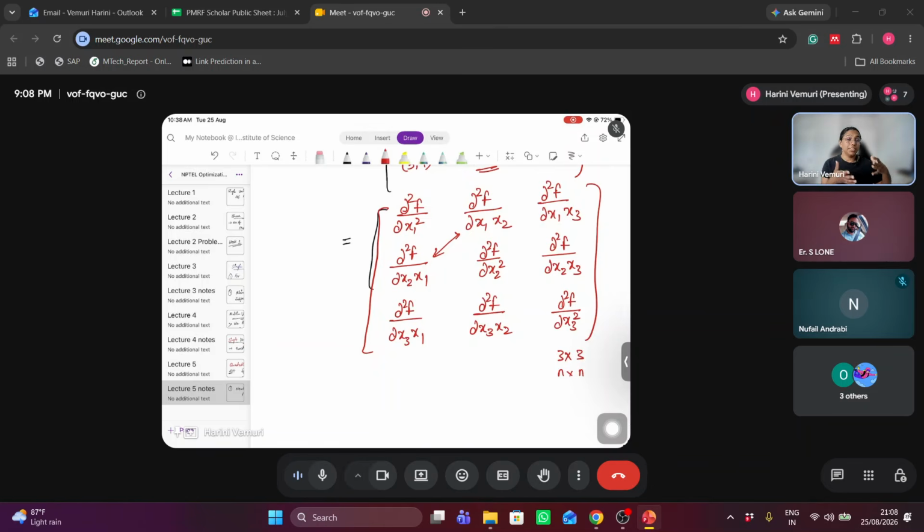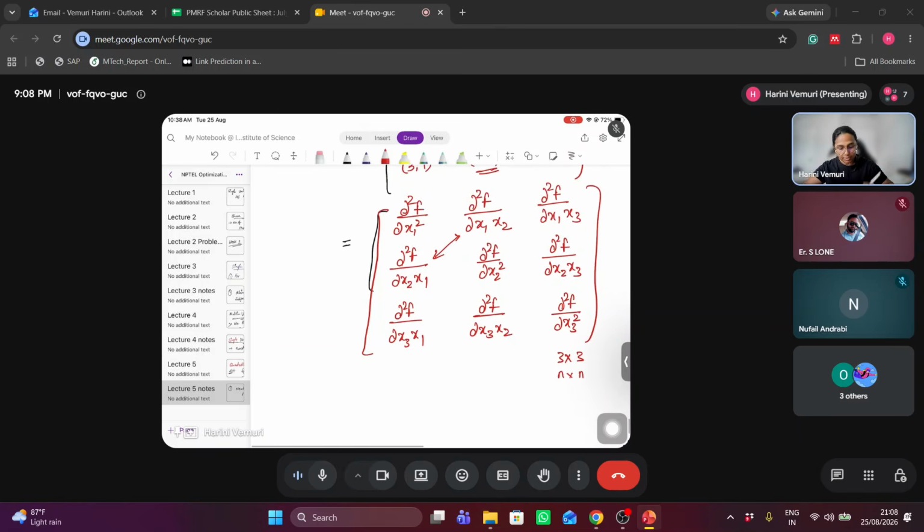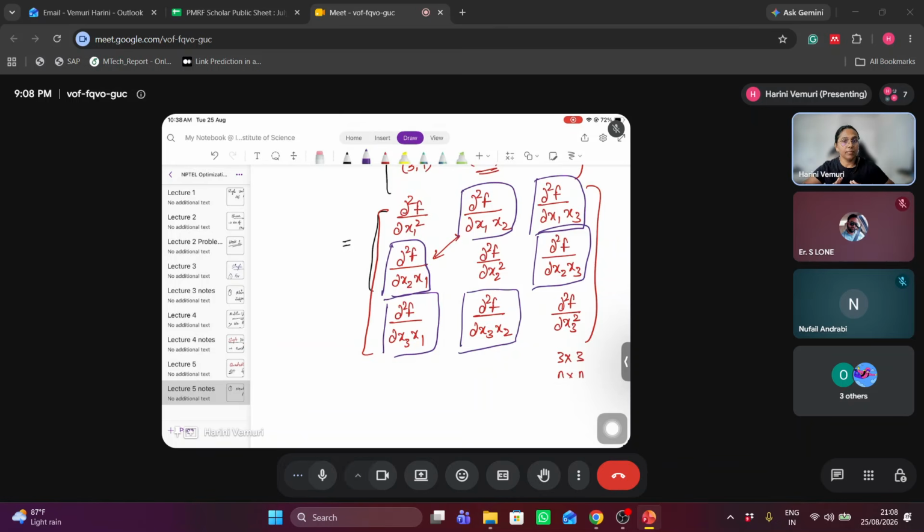But the computation will be difficult, right? So mostly they won't be giving you higher order functions more than that. So if you see, it will be a symmetric matrix. This will be equal to this. This will be equal to this. And this will be equal to this. Okay.